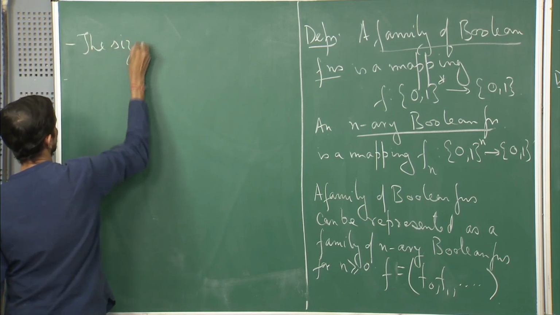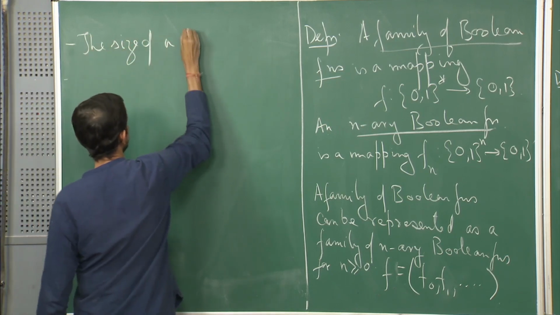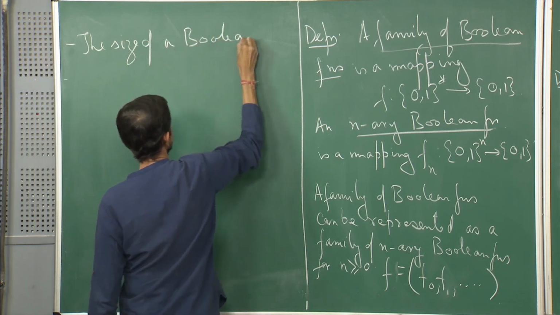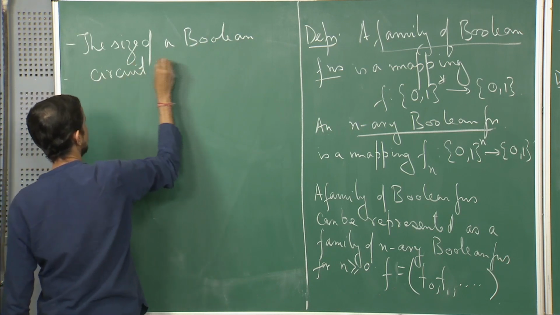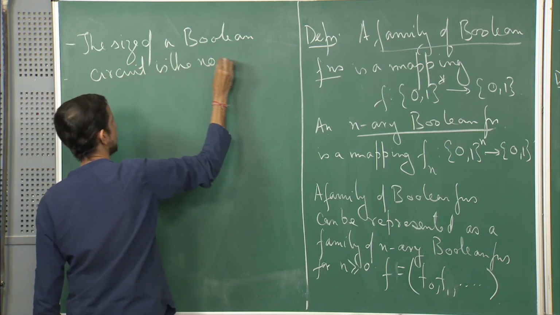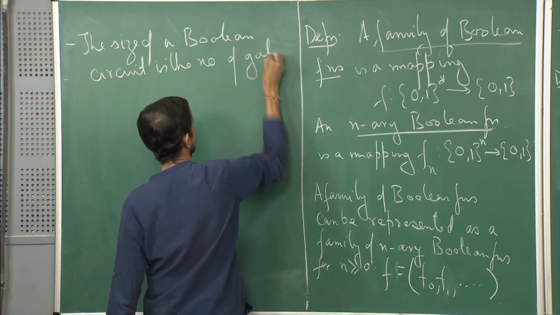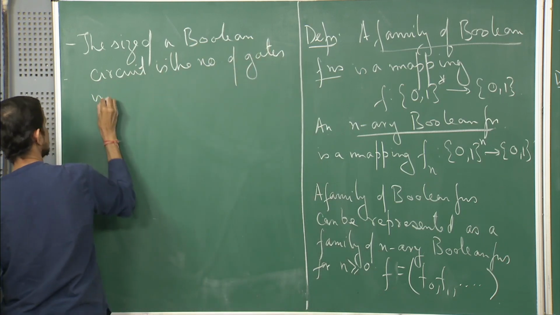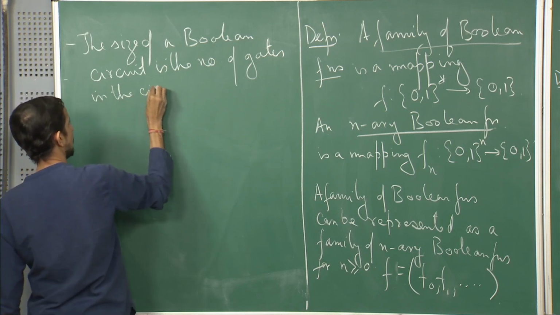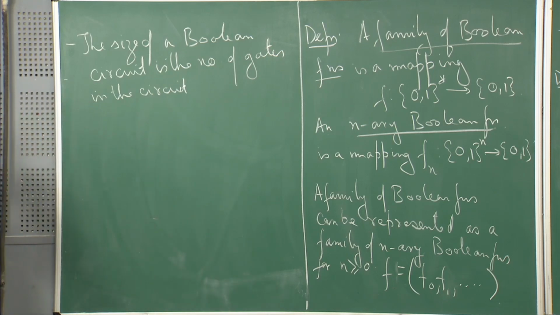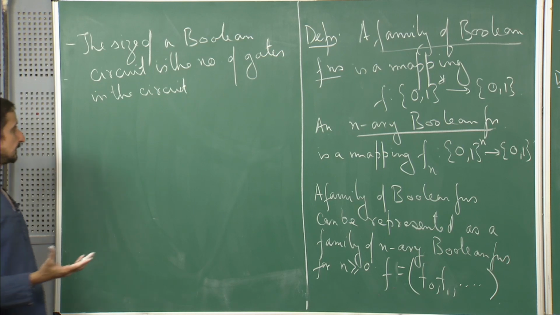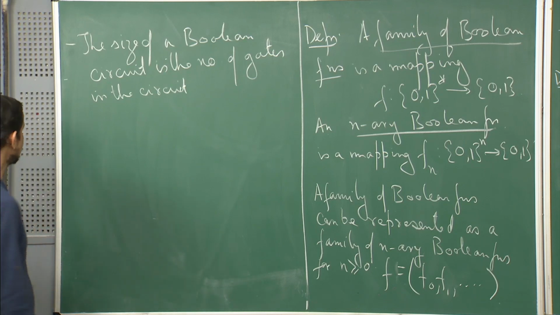The size of a Boolean circuit is the number of gates in the circuit. Okay, so usually we don't count the input nodes. So it is the number of nodes of in degree greater than 0 that are there in the circuit. That is what we refer to as the size of a Boolean circuit.